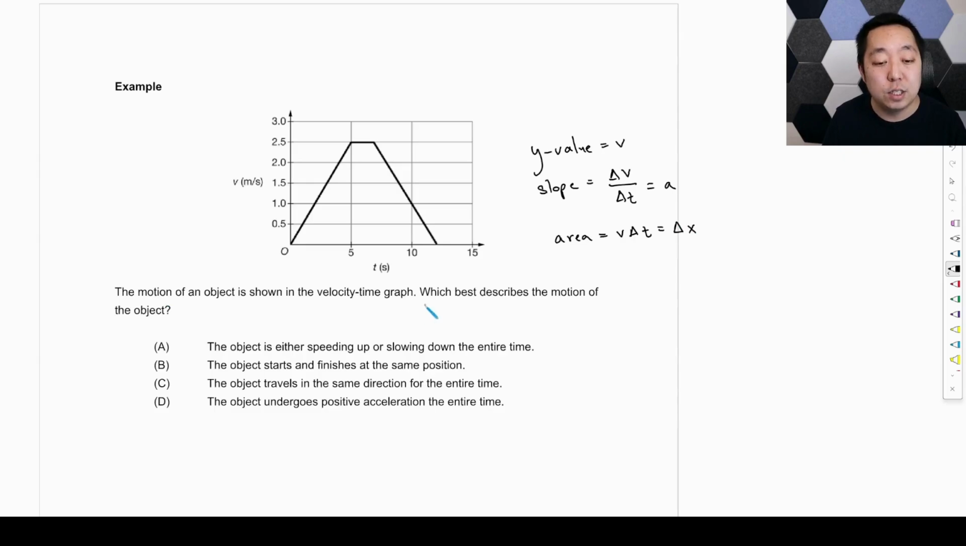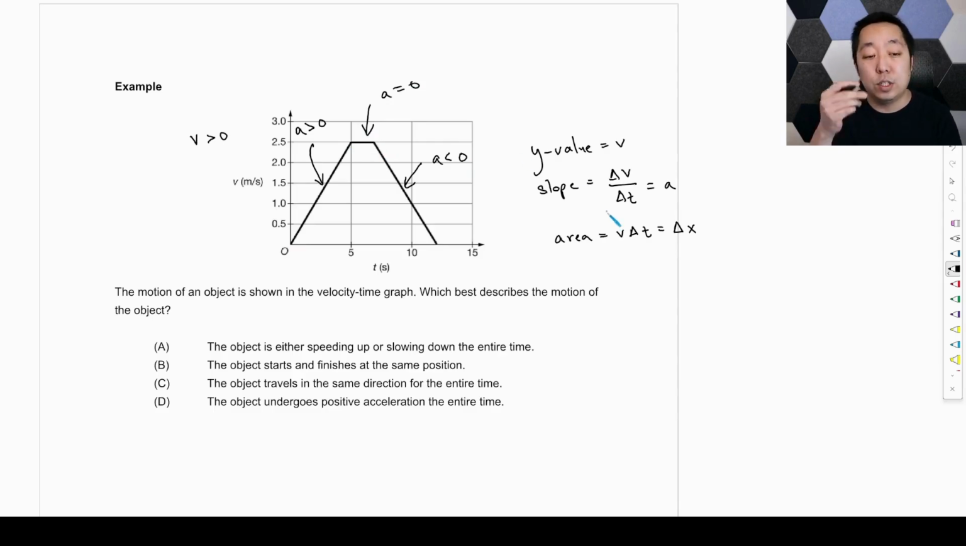So let's take a look. An object is shown in the velocity time graph. What best describes the motion of the object? Okay, so in the entire time, the velocity is positive, right? So we know that. How about in terms of speeding up or slowing down? We know that here the acceleration is greater than 0. Here the acceleration is less than 0. And here the acceleration is 0, because those are the slopes, the acceleration being the slope. And then the area under the graph is the displacement.